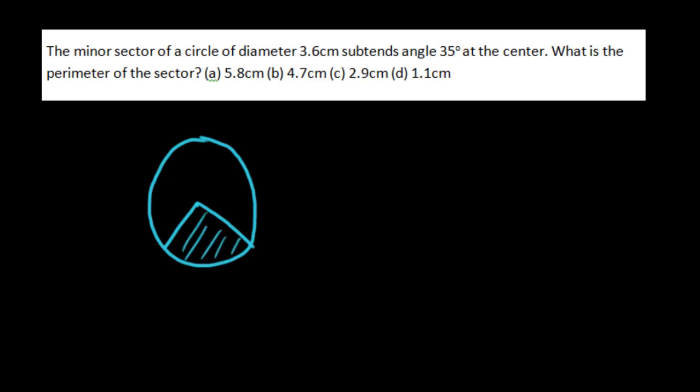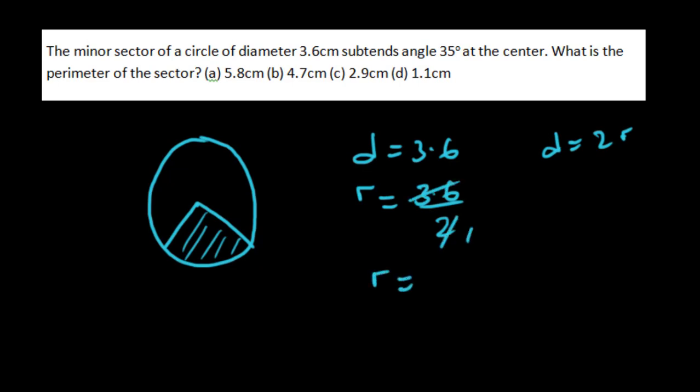Now we are told that the minor sector of a circle has a diameter of 3.6 centimeters. So if diameter equals 3.6, it means radius equals 3.6 divided by 2, since diameter equals 2 radius. I hope you understand. So radius equals 1.8. 2 in 3 is 1 remainder 1. 2 in 16 is 8. So I have 1.8. It means this place here is 1.8, and this place here is 1.8. Does that make sense? And I'm told that it subtends an angle of 35 degrees. So this place here, theta, should be 35 degrees.